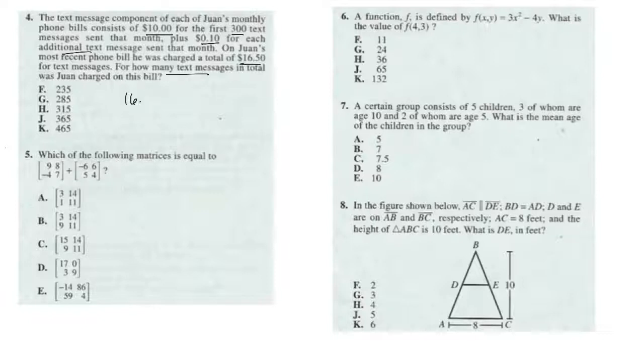So starting out with $16.50, we're going to chop off that $10 so that we see that we have $6.50. So remember that $10 is 300 text messages, and then 10 cents for each additional. So we're going to have $6.50, 10 cents a pop. So that's going to be an additional 65. So he was charged for 365 text messages.